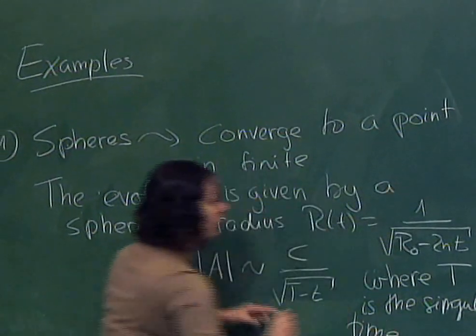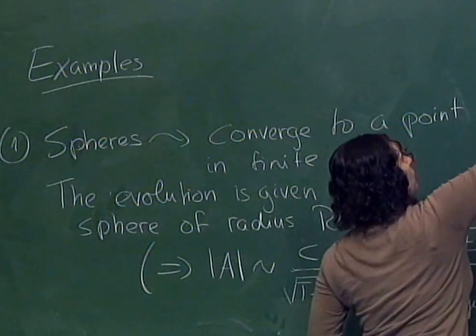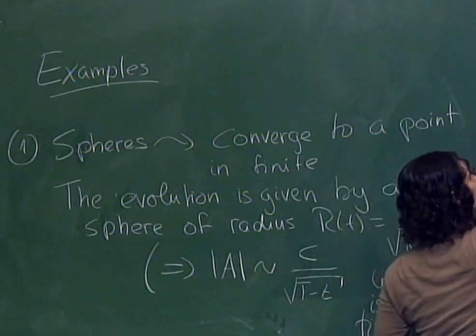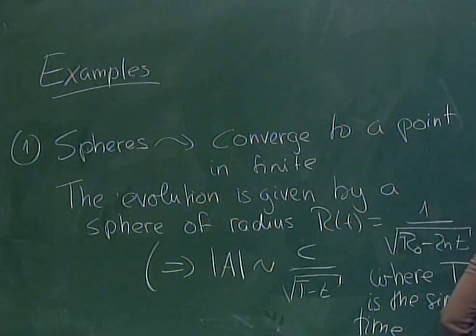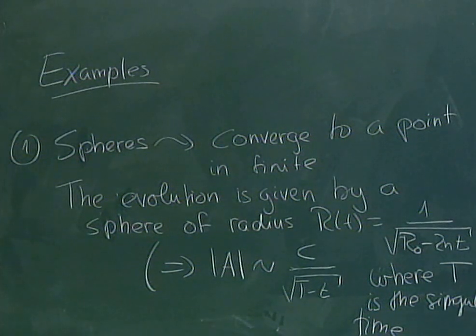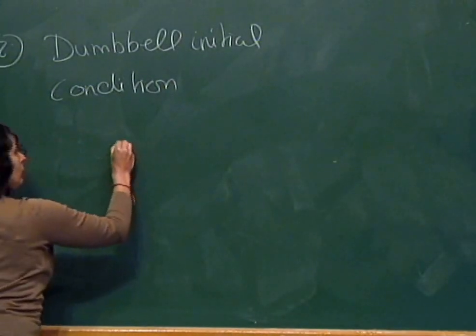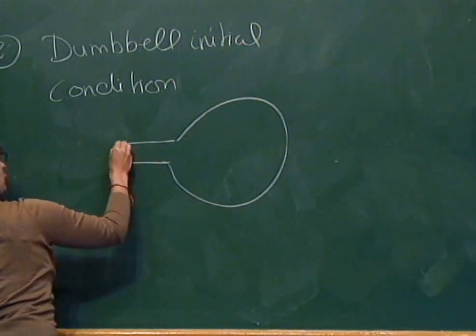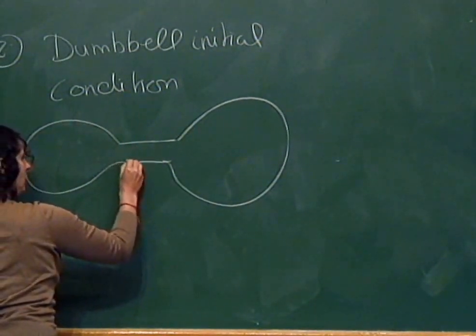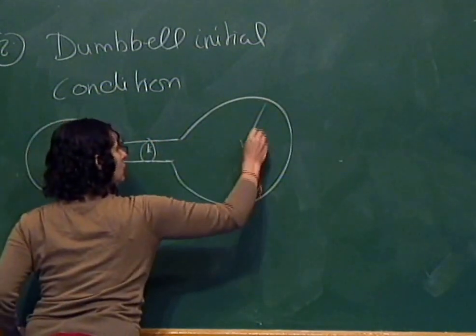Well, with cylinders, we have the same phenomena, and the example that I want to talk about is when you start with an initial condition that is what they call a dumbbell initial condition. So this is supposed to be smooth here. Here you have some epsilon. Here you have some r.